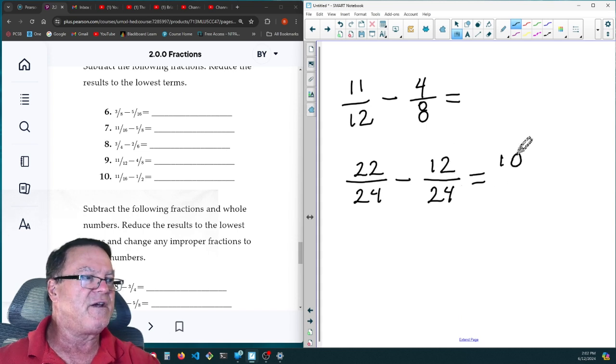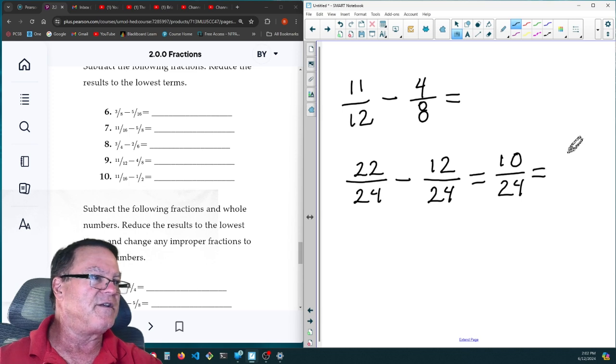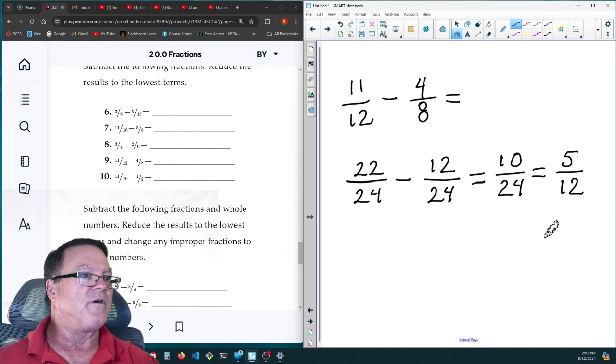That equals 10/24. So I can reduce this by half by dividing by 2 over 2. 10 divided by 2 is 5, and 24 divided by 2 is 12. So I end up with 5/12.